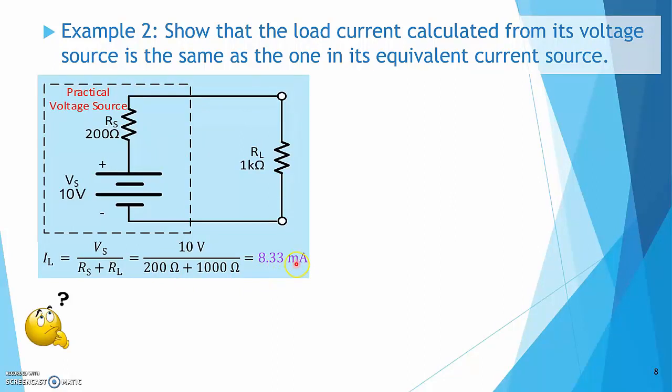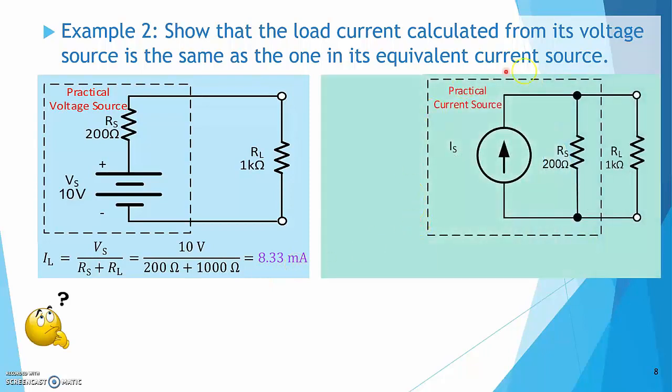Now we convert this voltage source to a current source. The same internal resistance is used, 200 ohms. For the voltage source, we put it in series. For the current source, we put it in parallel. Then, the current source Is here can be calculated by using Ohm's law, using 10 volts divided by 200 ohms, this calculation here, equal to 50 mA.